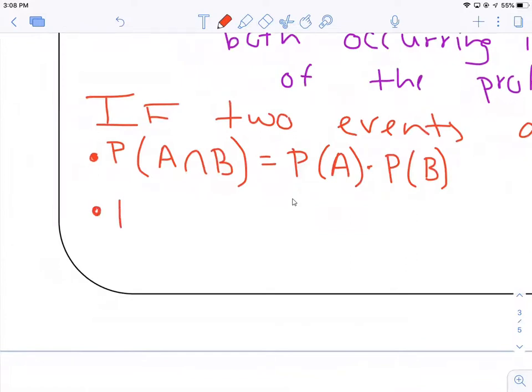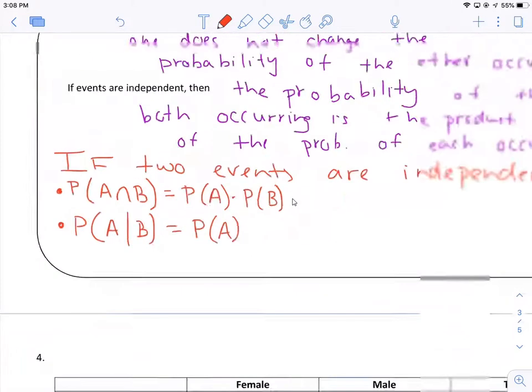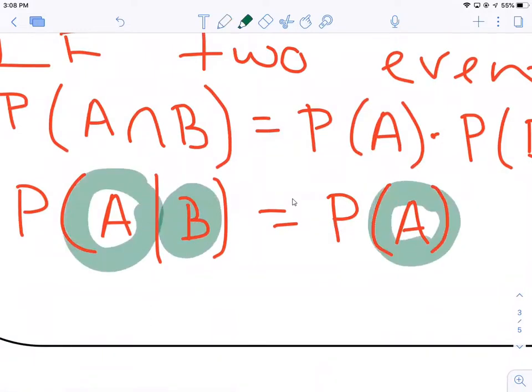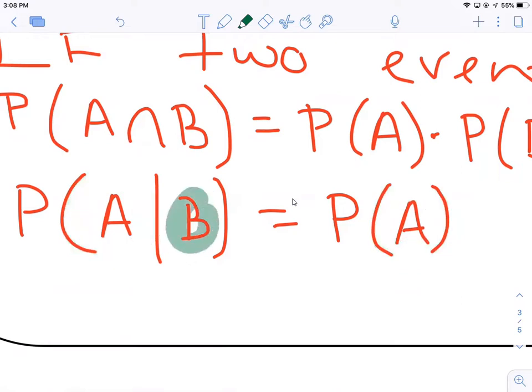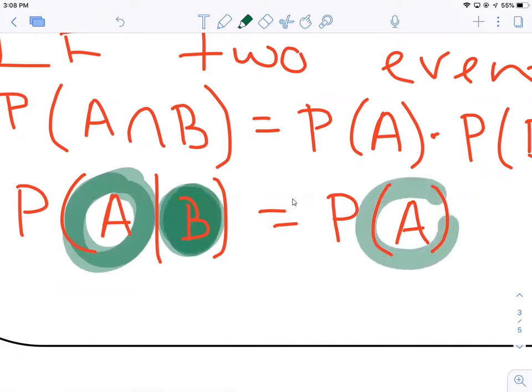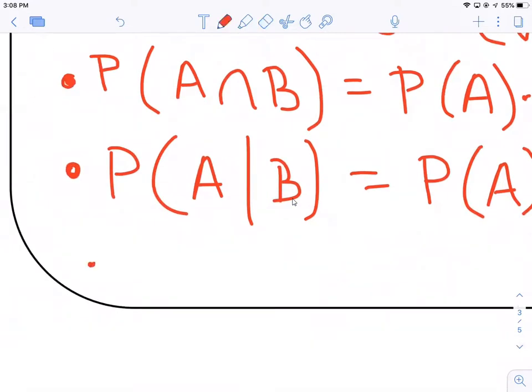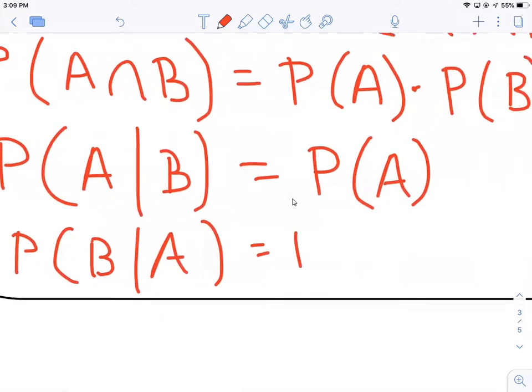Similarly, we saw with conditional probabilities that the probability of A given B was equal to the probability of A if they are independent, right? Because then we're saying that this outcome of B happening has no effect on the probability of A. Just like when you rolled a 6 on the die and then you spun the spinner, it didn't matter about this outcome. Probability of A was still probability of A, even if B happened previously. And then the same thing for the other way around. Probability of B given A is also going to equal probability of B.